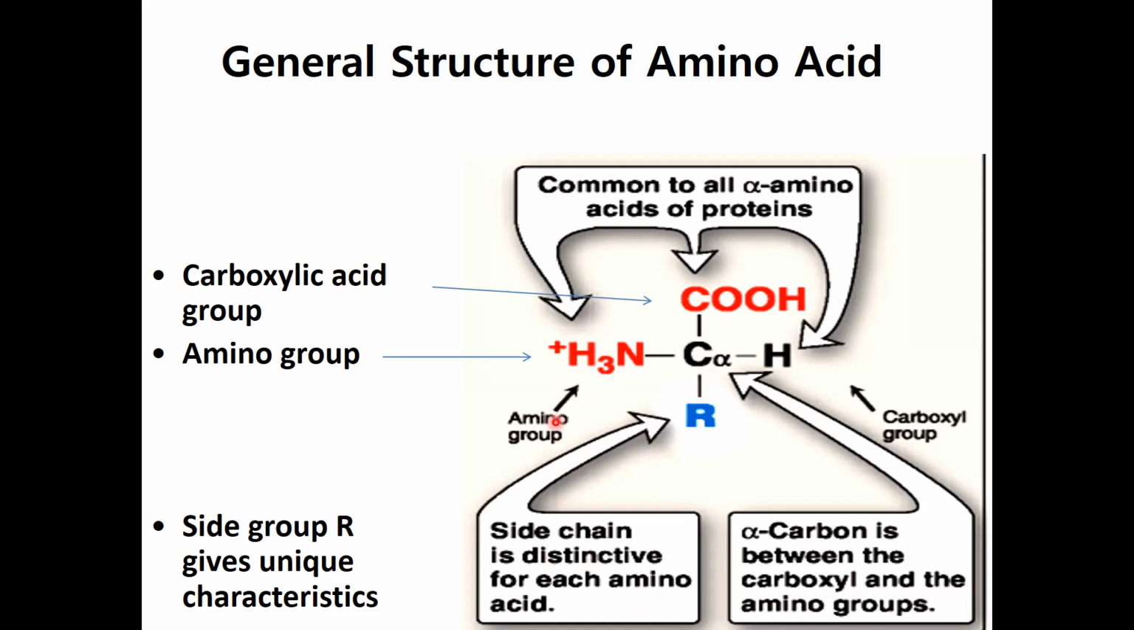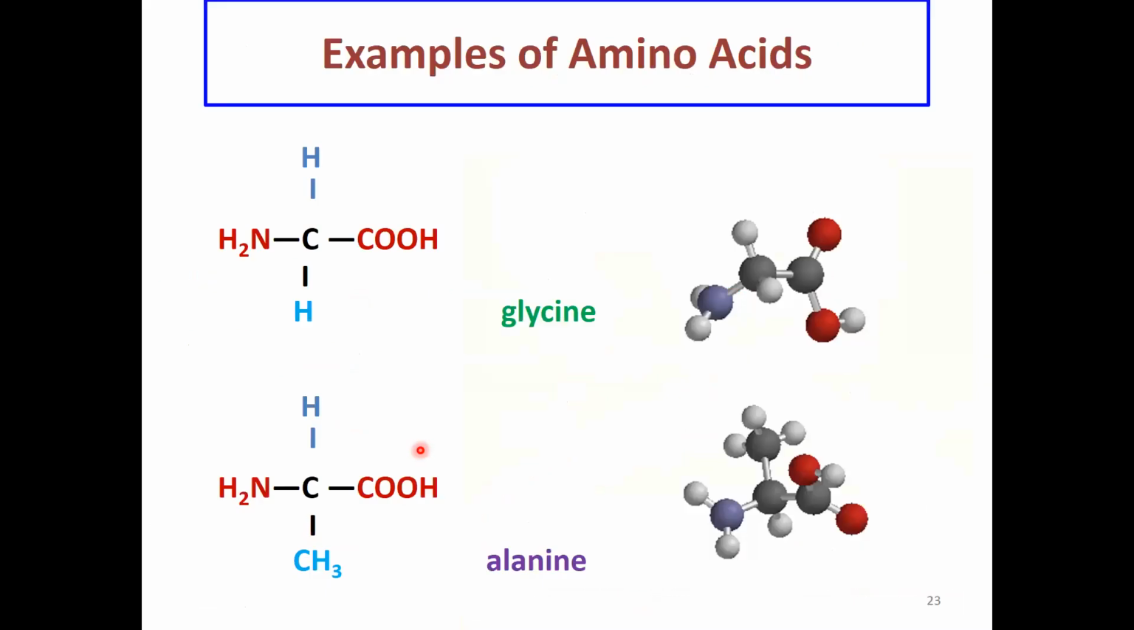This is a very easy, elaborate structure of an amino acid, common to all alpha amino acids. So we can say there is a carboxylic acid group, there is an amino group, and R is the side chain. If we talk about examples, one is the simplest amino acid, that is glycine. This is glycine, with an amino group and a carboxyl group, and it only contains one H. And alanine contains a methyl group.